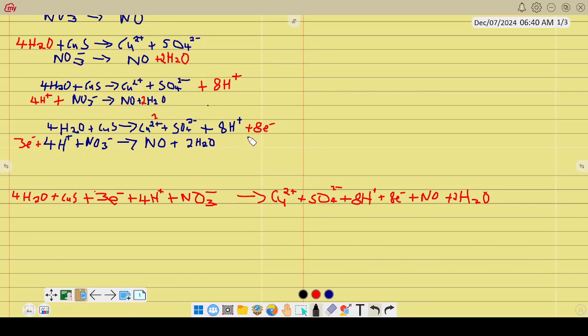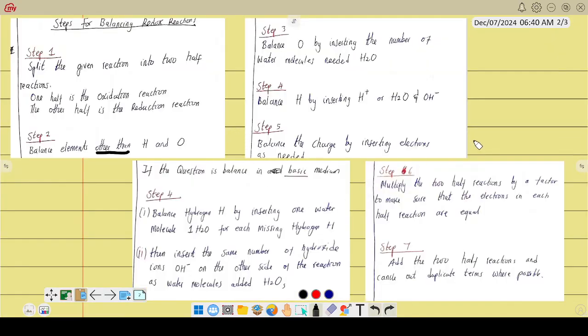Okay, so we added the electrons. What step was this? We balanced by adding the charge. We're just on step 5. Okay, and then step 6. I forgot about this. I'm sure most of you are wondering, why are we not multiplying? I went to step 7 where we add. Step 6 is multiply the two half reactions by a factor to make sure that electrons are equal.